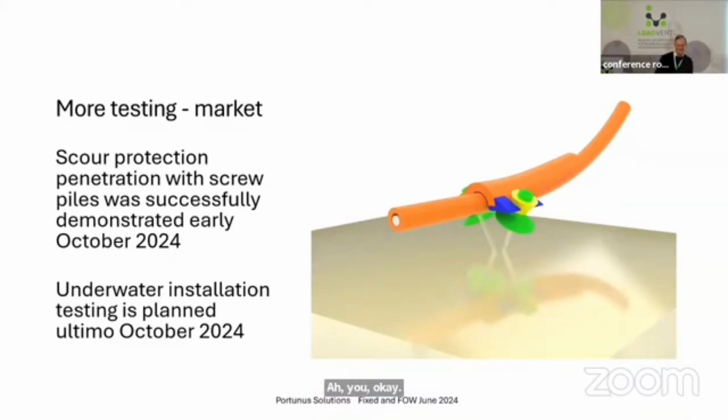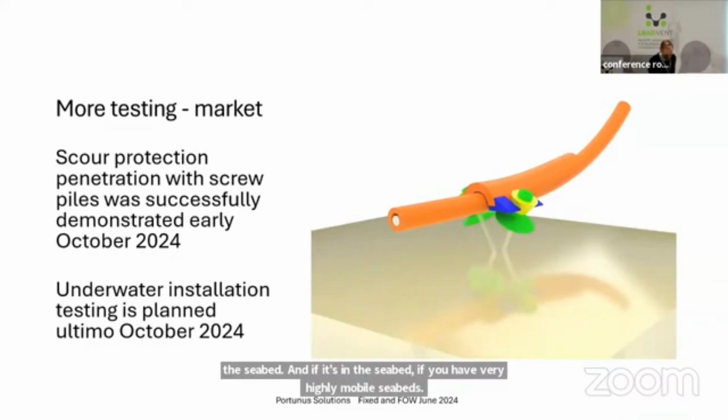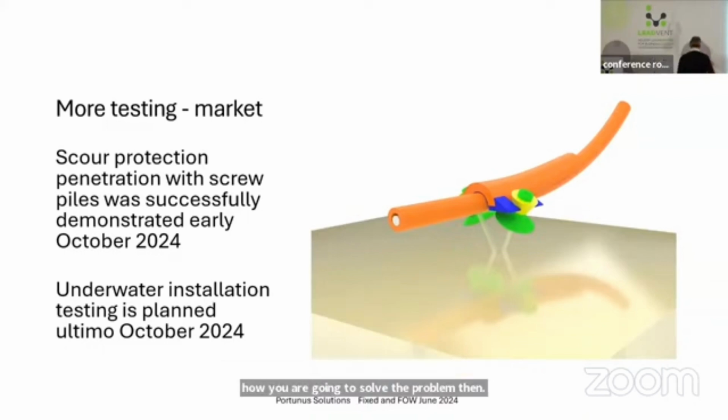Yeah, thank you very much. Nice presentation, Henrik. This is Buket Yenigül from Seaway 7. I have a question. What is the dimension of these pin screws? And what's the difference in penetration depth between when you do it in scour and in the seabed? And if you have very highly mobile seabeds, how are you going to solve the problem? Thank you. So the dimensions of the screw piles can be the same.